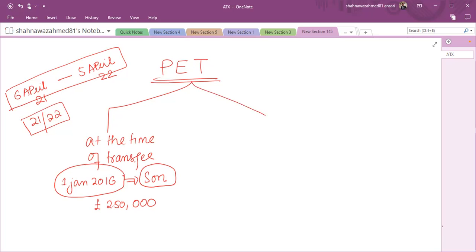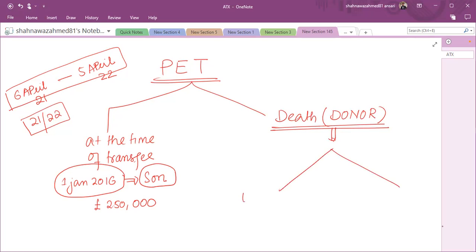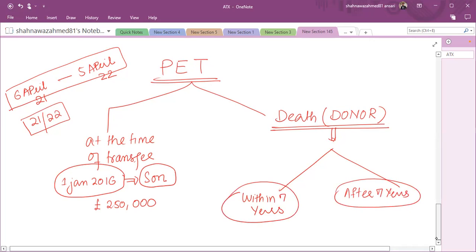But at the time of the death of the donor, the donor being the person who is making the gift, there might be a situation where such a gift might be taxable. And there is a 7-year rule. You have to identify the timing from the date of transfer of the gift to the death of the donor. If the donor dies within 7 years of making the gift, there will be a different situation. And if the death is after 7 years of making the gift, there will be a different situation.